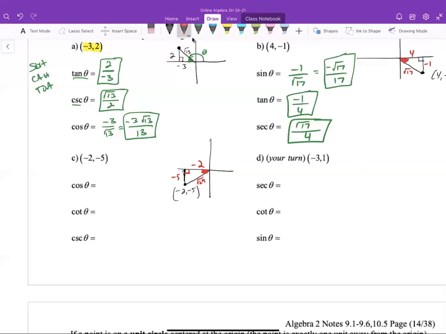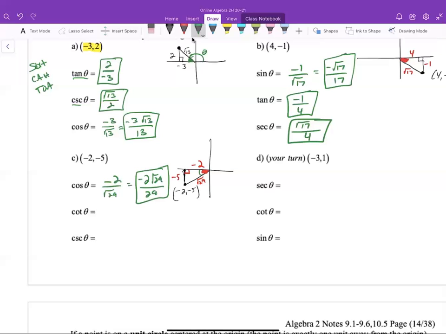And then I will find my trig functions. Cosine is adjacent over hypotenuse. Once again, I'm looking at my reference angle in the inner right here. And so cosine adjacent over hypotenuse, the adjacent is -2. The hypotenuse is square root of 29. And if I multiply top and bottom by the square root of 29, I will get -2 times the square root of 29 over 29.